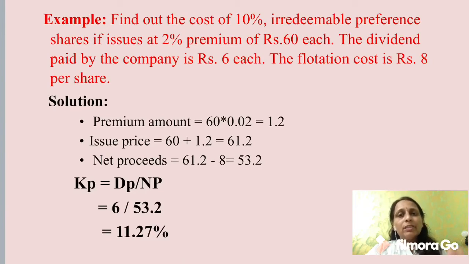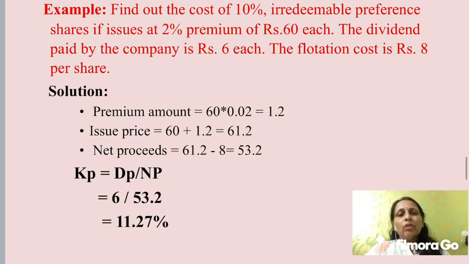But at this price, they are also incurring an expense of rupees 8 per share. So, what the company will actually get in hand is 61.2 rupees minus 8 rupees, which is 53.2 rupees. So, simply here the cost of preference share will be 6 divided by 53.2, which is 11.27%. Okay. Now, let us move ahead.